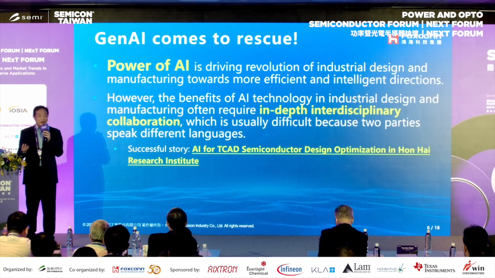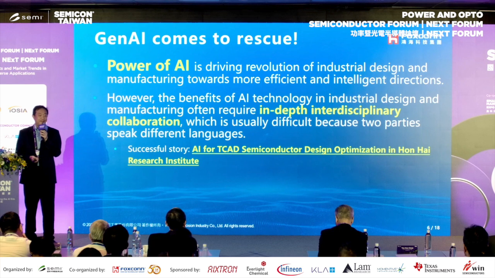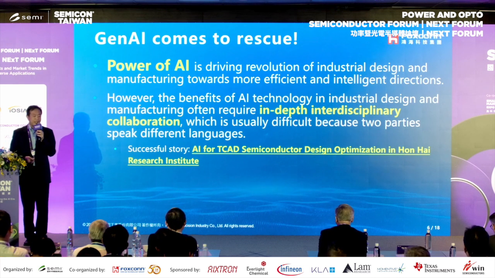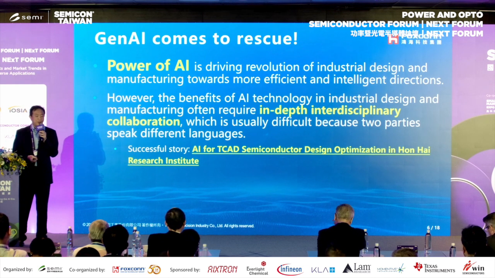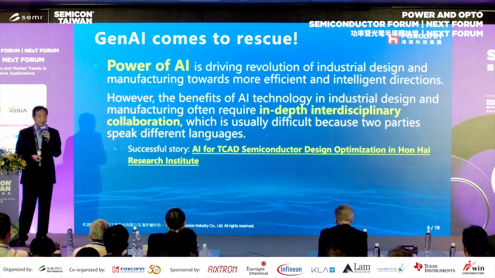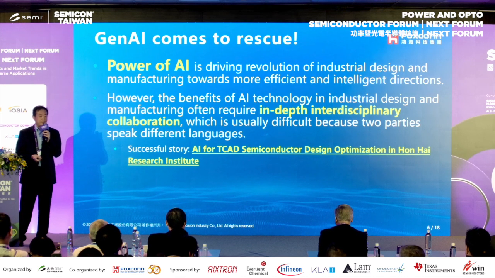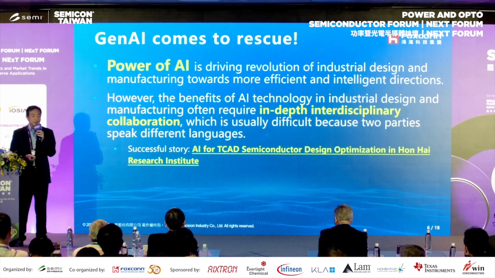So this is why we need to introduce generative AI. Here is where generative AI comes to the rescue. The power of AI is driving a revolution of industrial design and manufacturing toward a more efficient and intelligent direction. However, applying AI in industrial design and manufacturing often requires in-depth interdisciplinary collaboration, which is usually difficult because the two parties speak quite different languages.